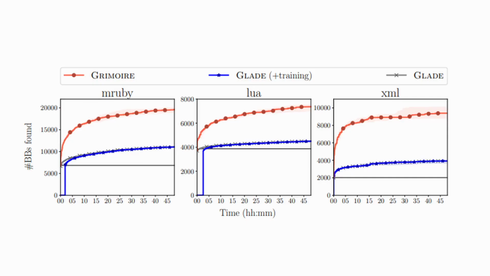Regardless of Glade's advantage, Grimoire was still able to vastly outperform Glade when fuzzing mRuby, Lua, and libxml. The graphs show a horizontal black line that describes how much code the provided seed corpus already covered. It also shows Glade's performance both including and excluding the time it spent training its own inferred grammar, but neither case could hold a candle to Grimoire's performance.